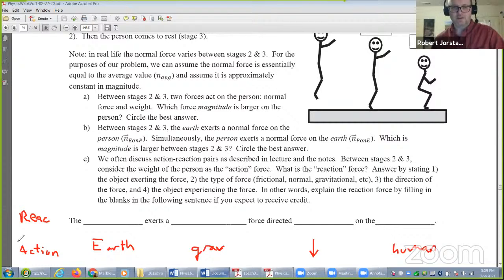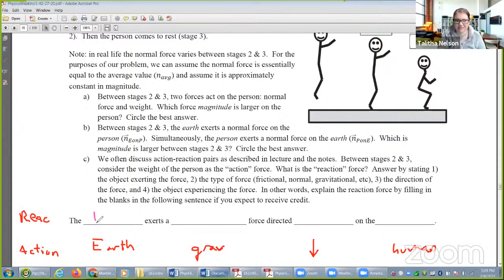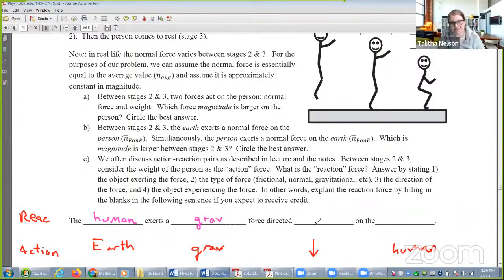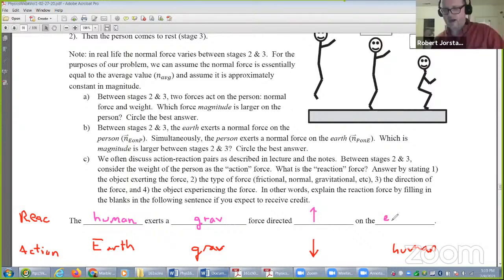What object is doing the exerting? A human. The human exerts what type of force? Well, what did we just learn about reaction forces? They're always the same. What's the direction? Upward. On the? Earth. And then you got it.